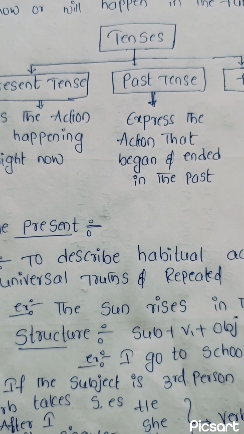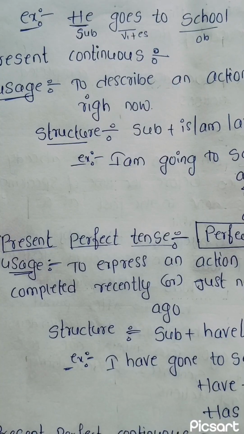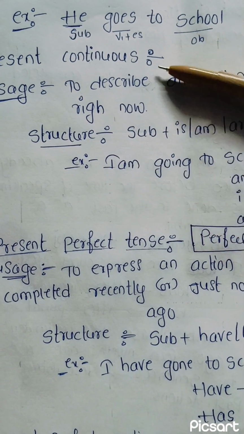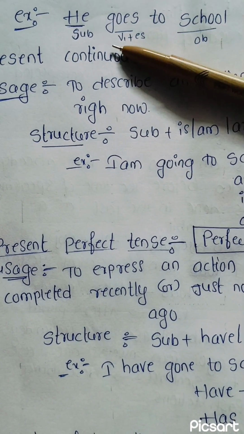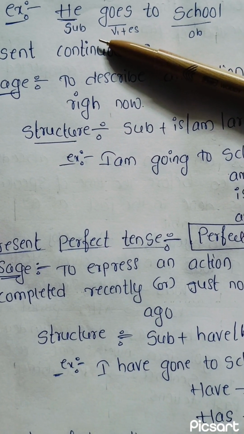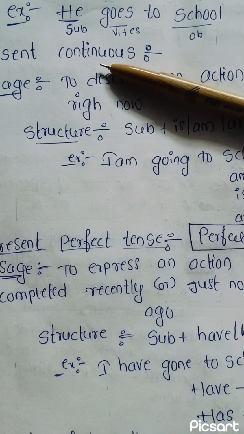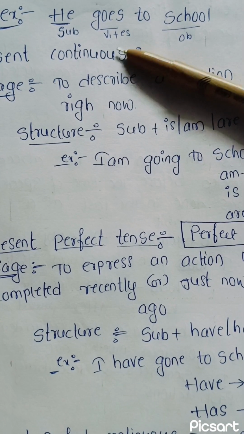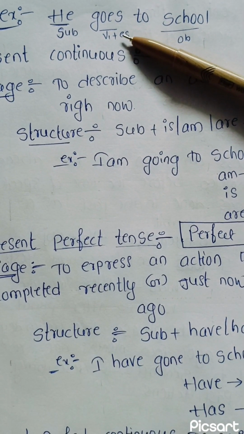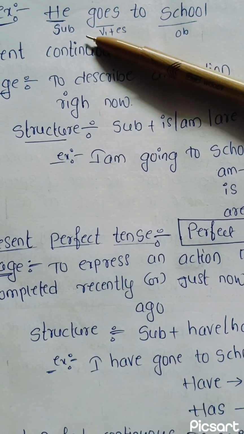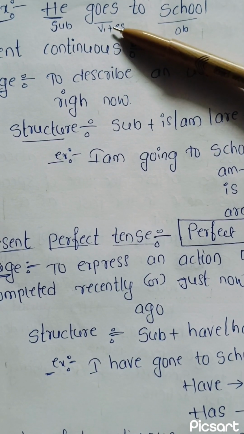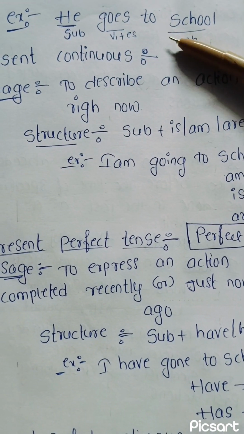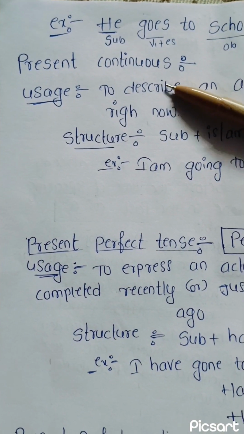Third person means he, she, it. For example, he goes to school. Here he is the subject. It is third person. He, she, it belong to third person. In goes to school, go is the V1 form, and es is added because the subject is third person. So we have to add es to the verb. He goes to school.